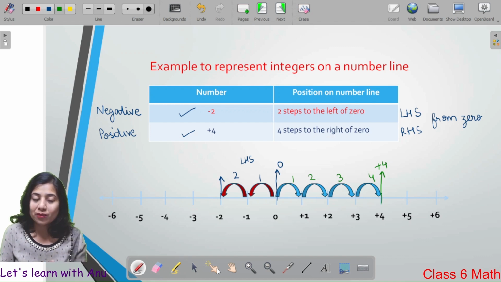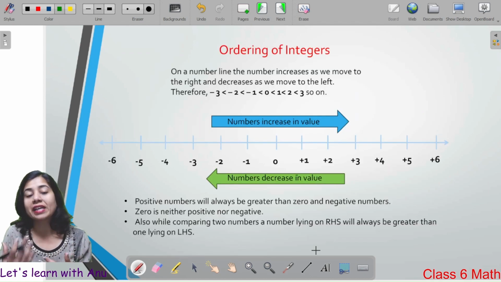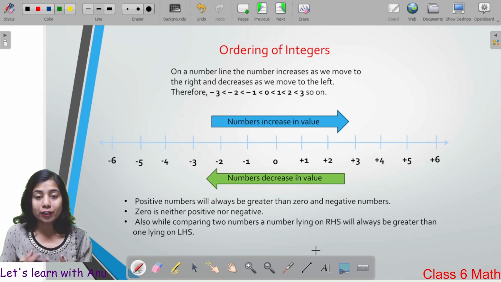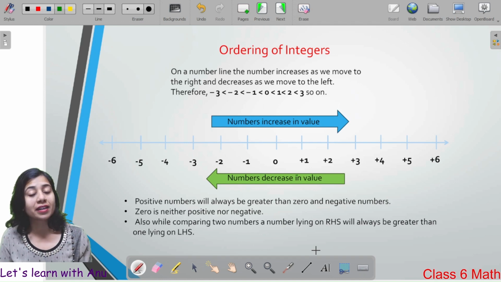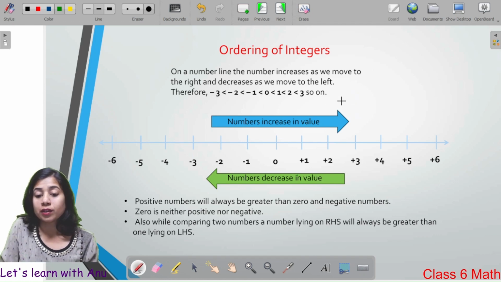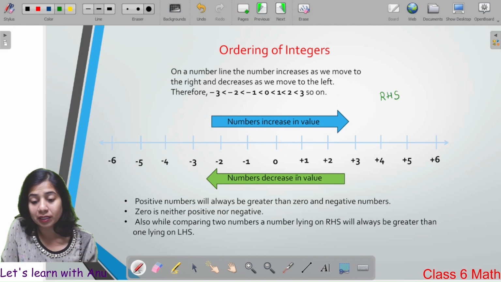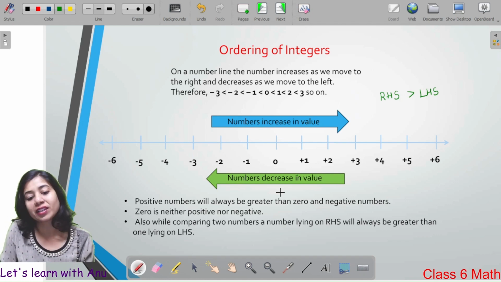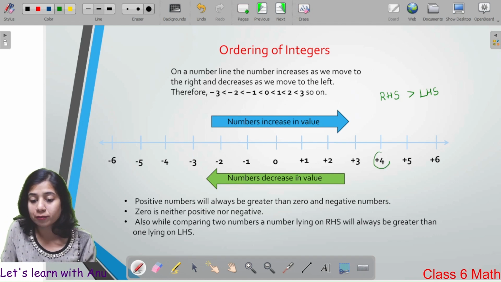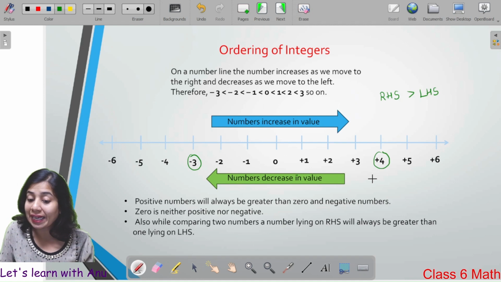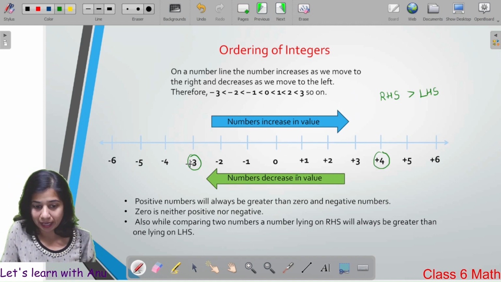Okay, so now the next thing that we are going to understand is ordering of integers, which means that we have to arrange the integers in ascending or descending order, and that is possible if we can compare the integers, which one is greater and which one is smaller. So in simple words, a number lying on the right-hand side of the number line will always be greater than a number lying on the left-hand side. So let's understand it with an example. If you see any two numbers like 4 and -3, if we have to compare them, 4 is lying on the right-hand side of the number line, so it will be greater than -3.